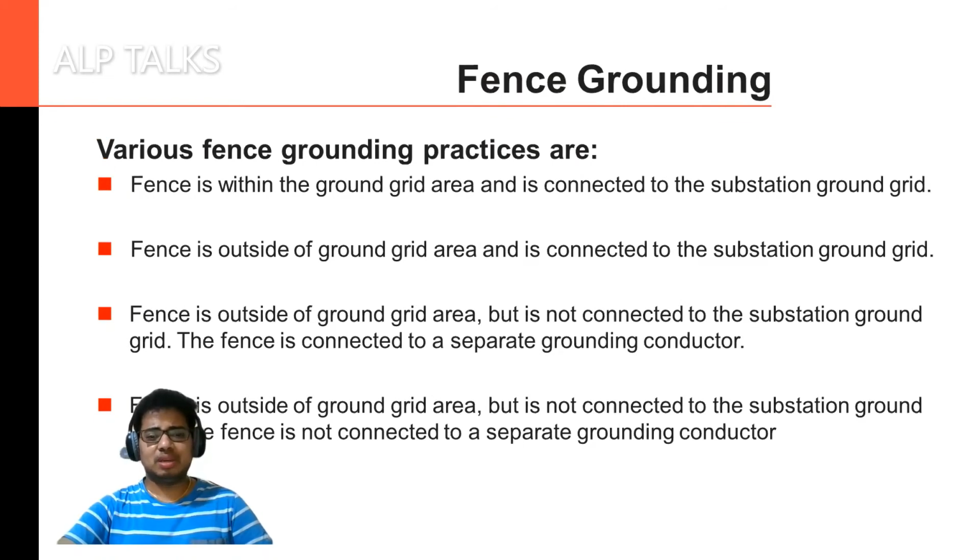So the fence is within the ground area and is connected to the substation ground. The fence is outside the ground area and is connected to the substation ground. The fence is outside of the ground grid area but is not connected to the substation grid. The fence is connected to a separate grounding conductor. The fence is outside of the grounding area and is not connected to the substation ground. The fence is not connected to a separate conductor.